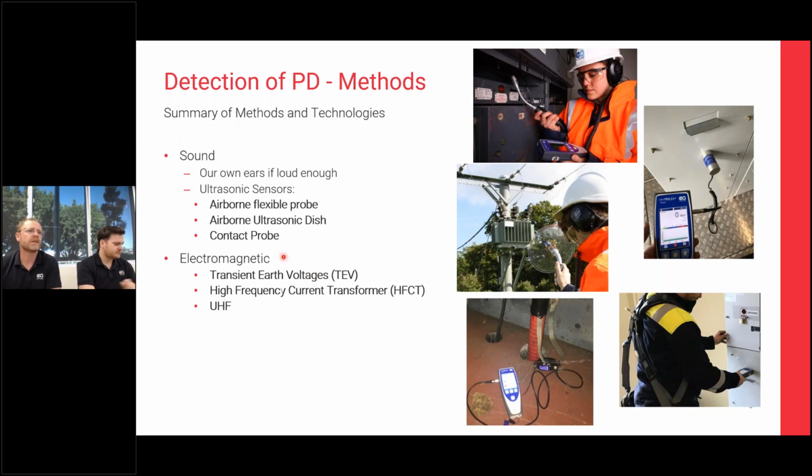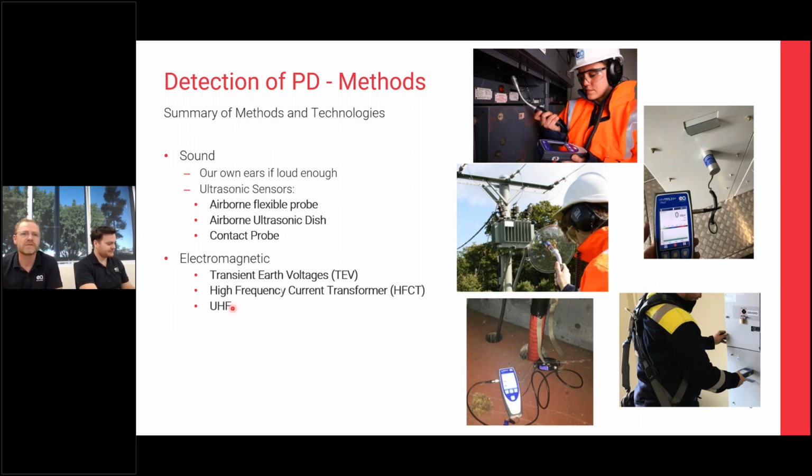And then we have electromagnetic signals that we can capture. So the main test that we use for that is called the TEV test, and that's where we have a picture here of Thomas holding the TEV tester up against the outside of the switchboard. And we also can capture those electromagnetic signals with a HFCT sensor, which is this one down on the bottom left, where we're capturing PD signals bouncing up and down the cables.